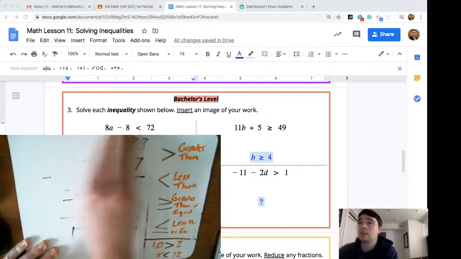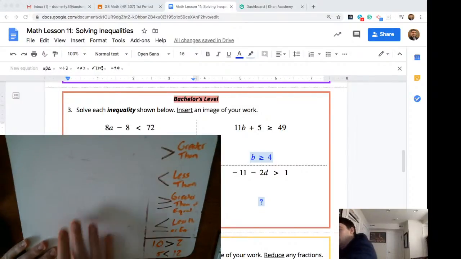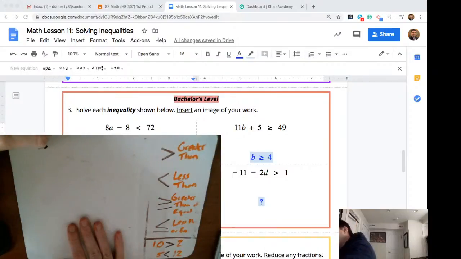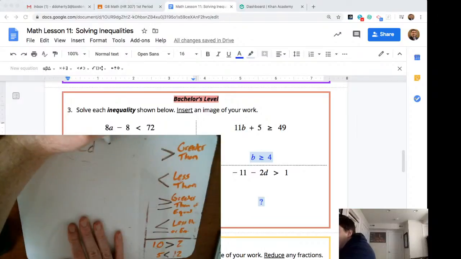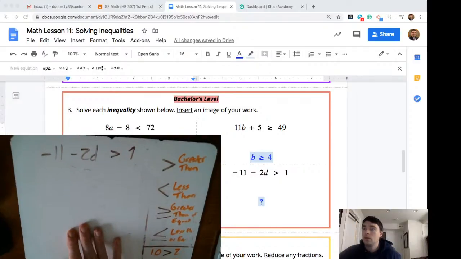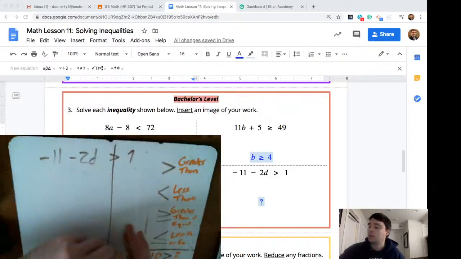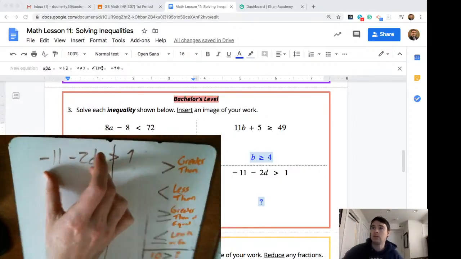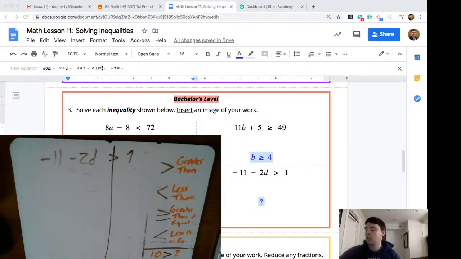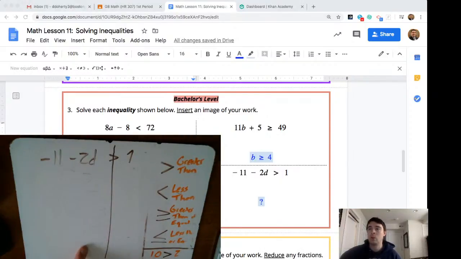Our last inequality for number 3 states negative 11 minus 2d needs to be greater in value than 1. So again, I'm going to draw the river, that line that splits the inequality between its left expression and its right expression. I see the variables located over here on the left side, so I want to start getting d, this variable, isolated or all by itself on the left side of this inequality.